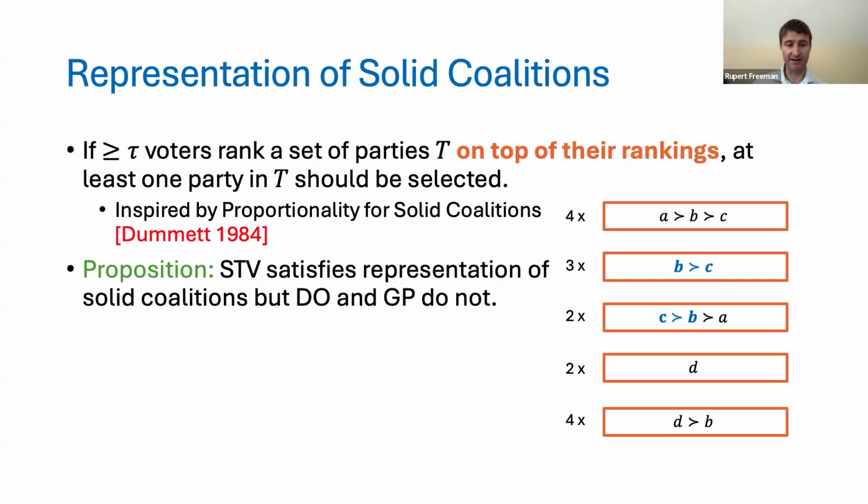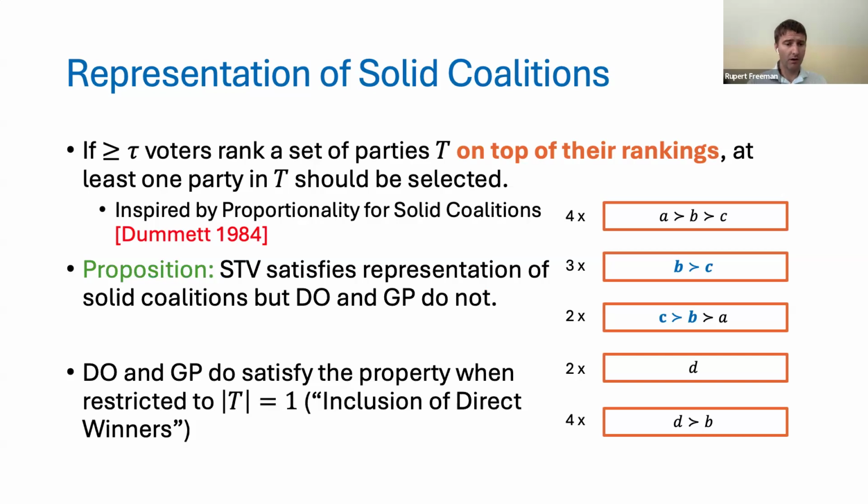What we show is that STV satisfies this property, DO and GP do not. This is probably not surprising to many of you. STV tends to do well in terms of properties like this. One thing to note is that DO and GP, so all our rules, do satisfy this property if we restrict the size of T to equal 1. So in that case, all this says is that if at least tau voters rank a single party at the top of the ranking, then that party should be selected, right? If you get at least tau first place votes, you should be selected. We call that property inclusion of direct winners.